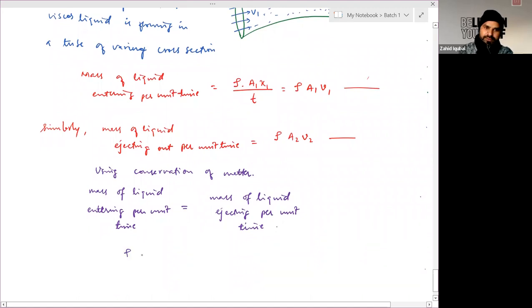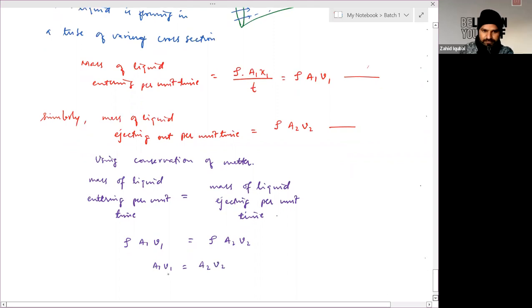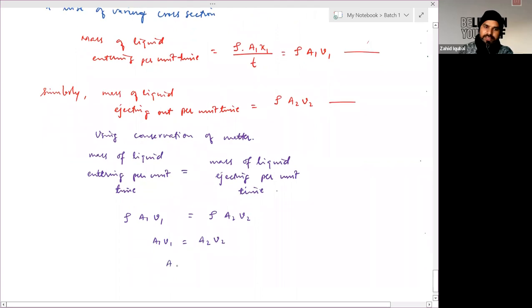Now put the value of both these two terms related to the above part. So it will be rho A1 V1 must equal rho A2 V2. So rho and rho will cancel out. So we'll get A1 V1 equals A2 V2. Or we may write product of area of cross section times velocity, which is also called Q, which is also called rate of flow of liquid, is always constant at any instant for the flow of non-viscous incompressible liquid.